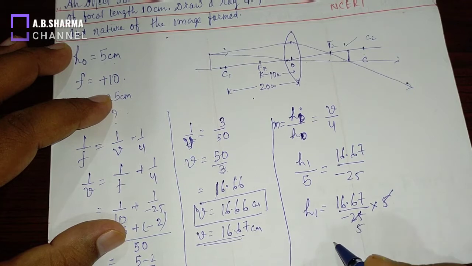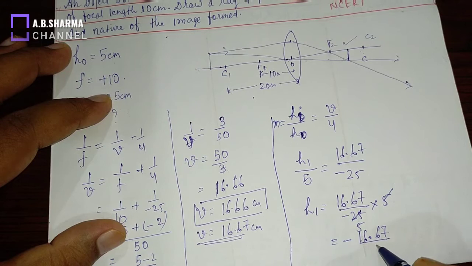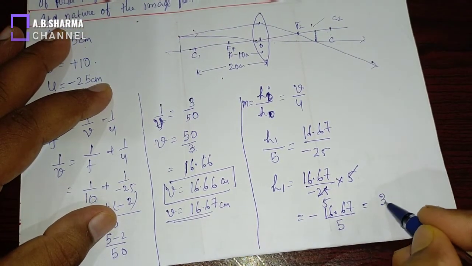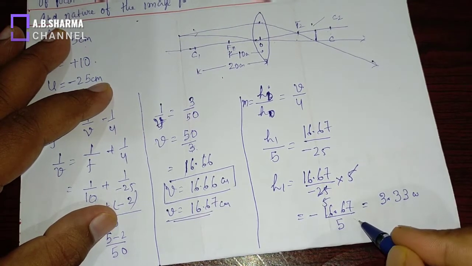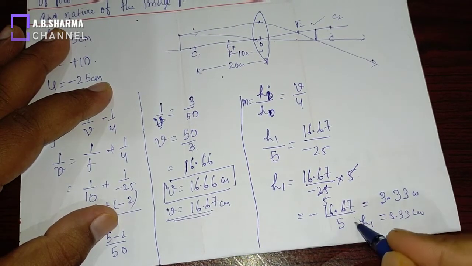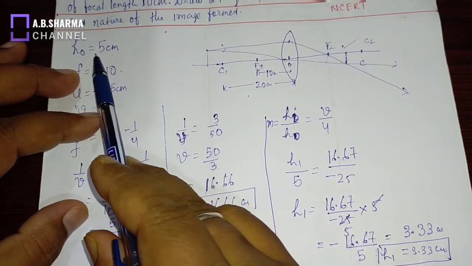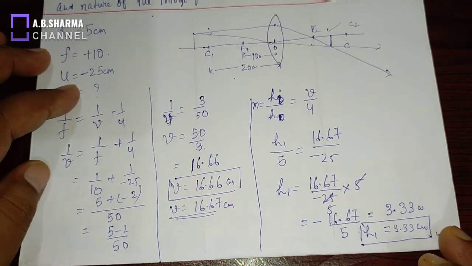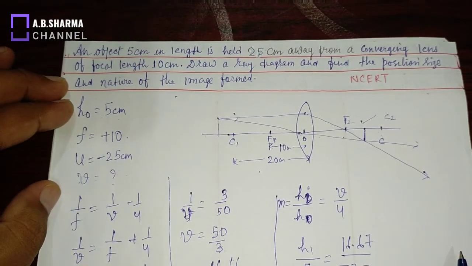Minus 16.67 divided by 5, which will come ultimately 3.33 centimeter. So height of the image will be 3.33 centimeter. Means we are seeing that height of object is 5 centimeter and height of image is 3.3 centimeter. Means smaller image will be formed. So this is how we calculated. We have solved this question.